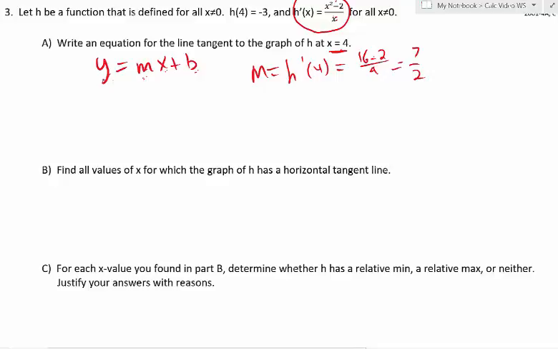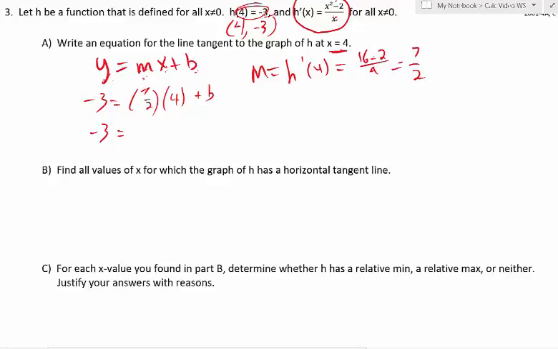So for y, I'm going to sub in the y coordinate of some point that this graph goes through. Well, this graph goes through the point (4, -3). That's what this is saying. So -3 is the y coordinate. 7/2 goes in for the slope. Plus 4 is the x coordinate. And we can get b from there by doing algebra.